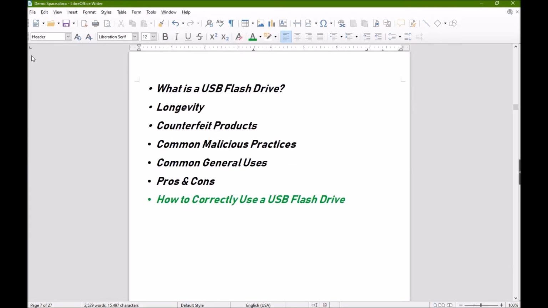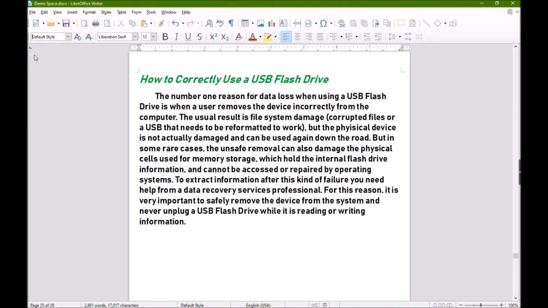We have one final major topic to discuss: how to correctly use a USB flash drive. This is a bit of a pet peeve of mine as a gadget guru, because it's one of the number one ways people end up corrupting and losing some of their files. The number one reason for data loss when using a USB flash drive is when a user removes the device incorrectly from the computer. The usual result is file system damage, corrupted files, or a USB that needs to be reformatted to work. But the physical device is not actually damaged and can be used again down the road.